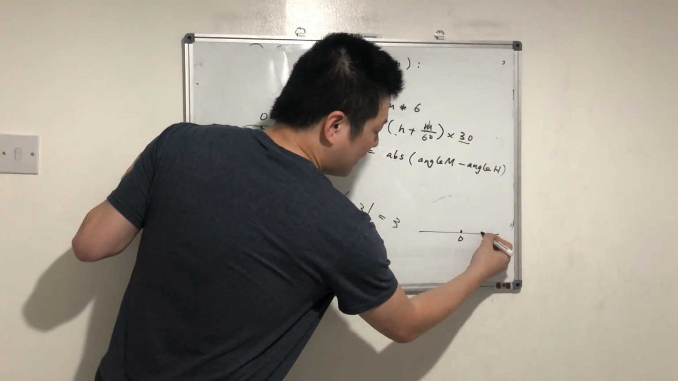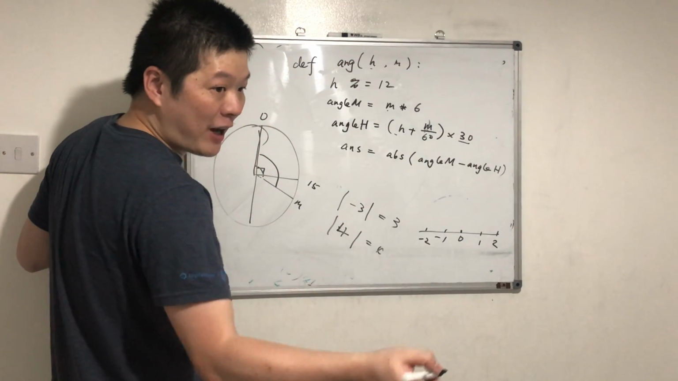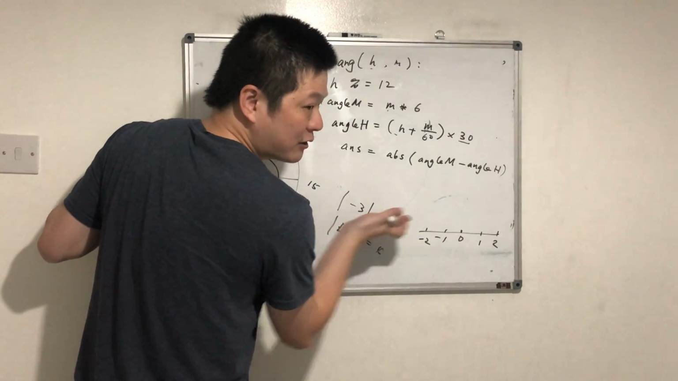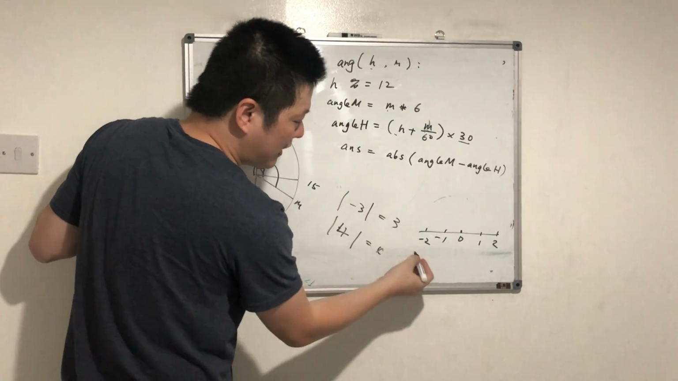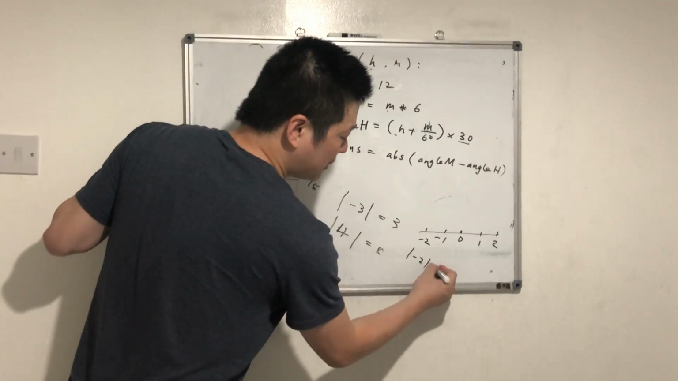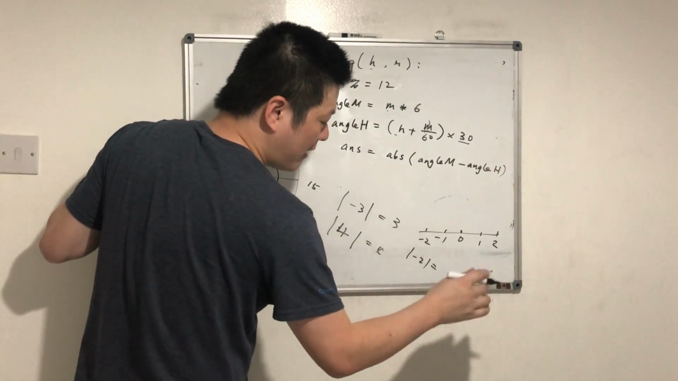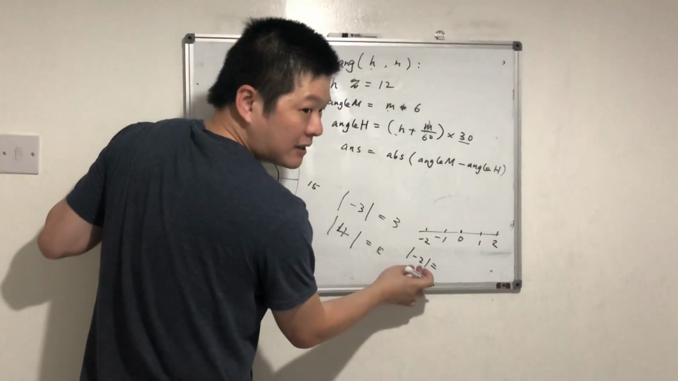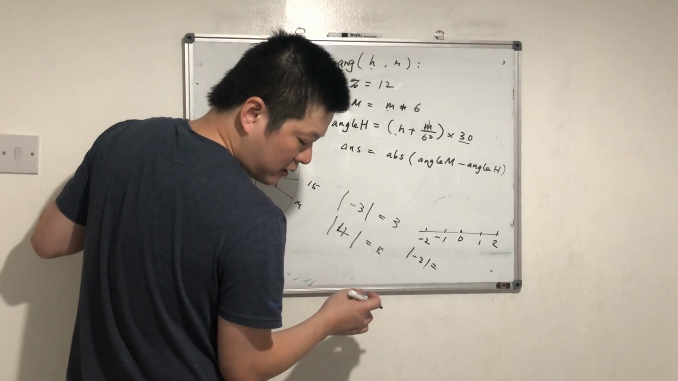0 here, 1, 2, and this is minus 1, that's minus 2. These are the numbers on the line. Absolute value means the distance between the number to the 0. So ABS minus 2 equals how many units here? ABS minus 2 equals 2.